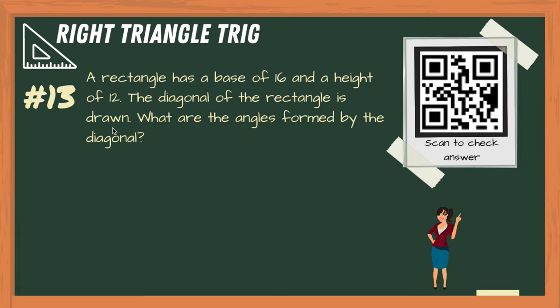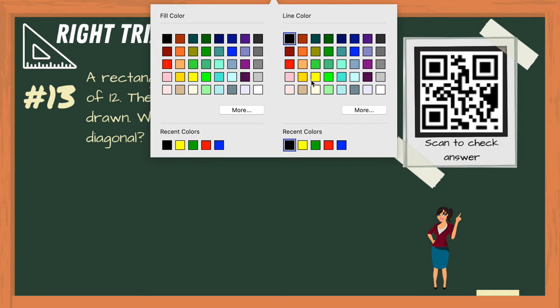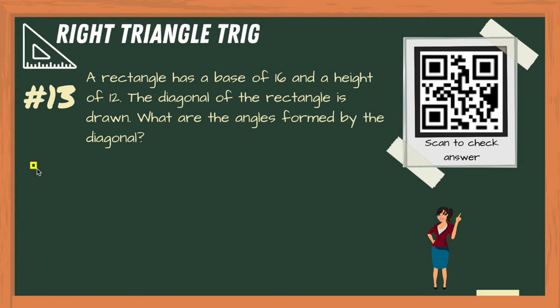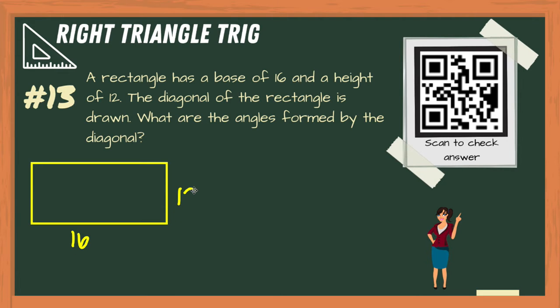For this word problem, it's going to be important that we draw a picture to represent the situation so that we can see what's going on. So this one tells us that we have a rectangle. So let me get a rectangle drawn here for you. That has a base of 16 and a height of 12. So the base is 16 and the height is 12.